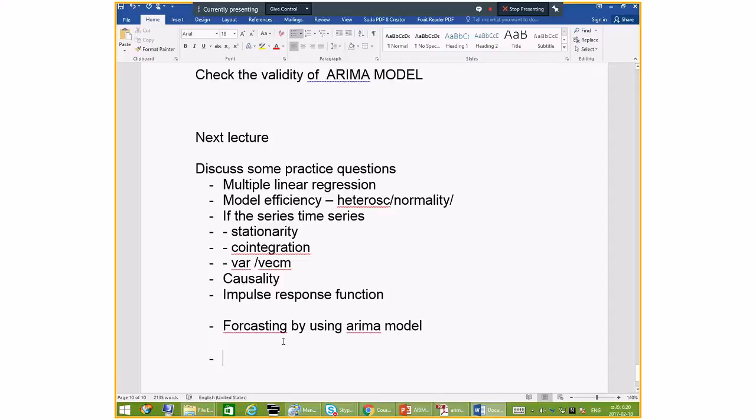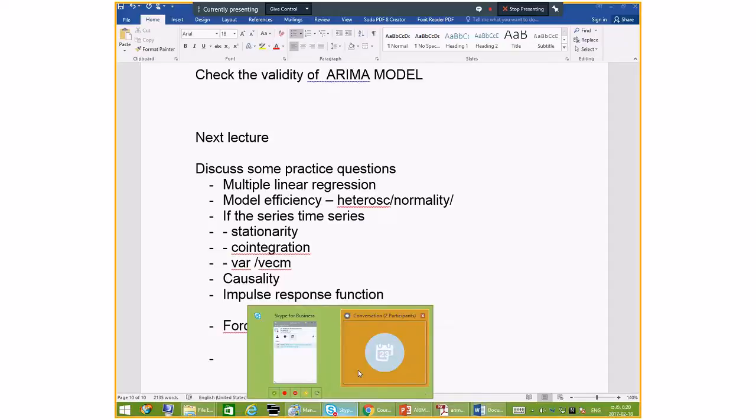Coming to the two lecture series, I plan to discuss some practice questions relating to the topics we have discussed so far. Thank you very much.